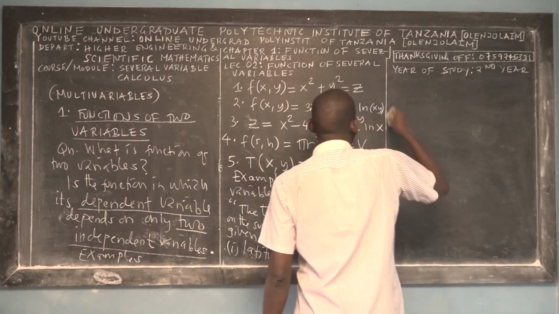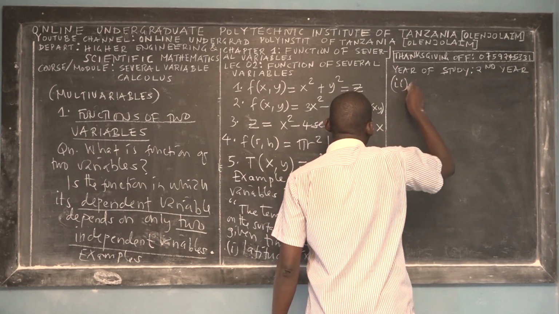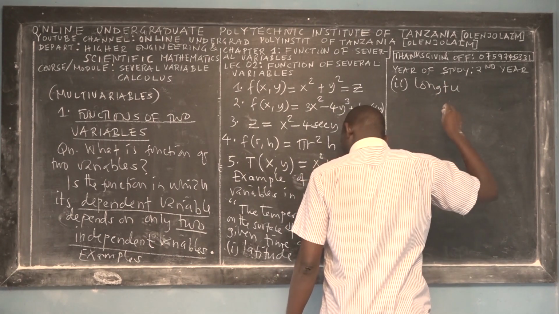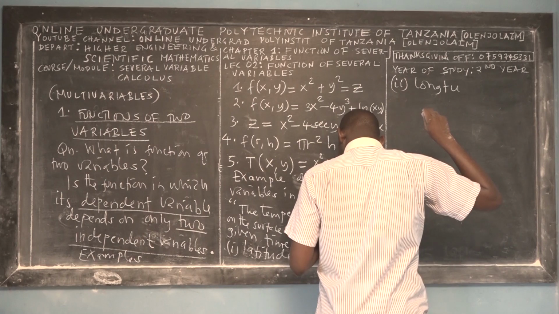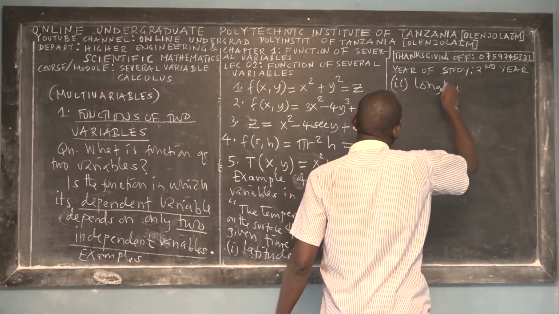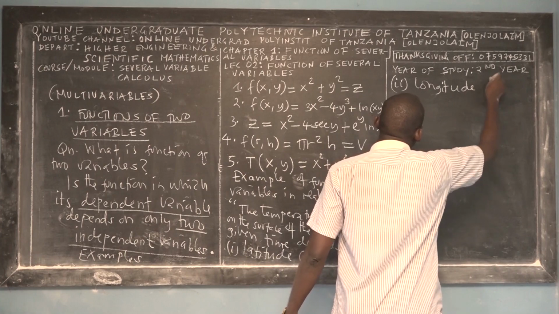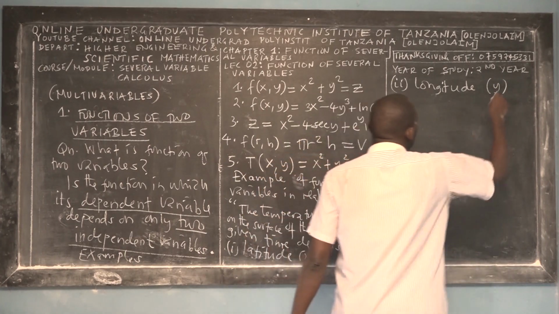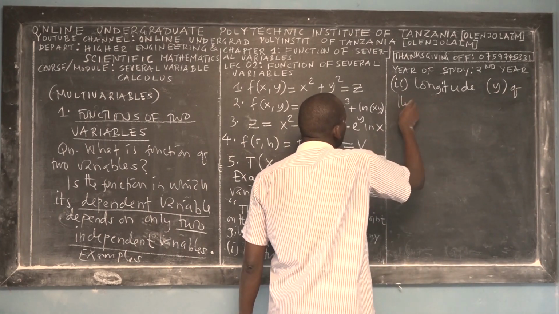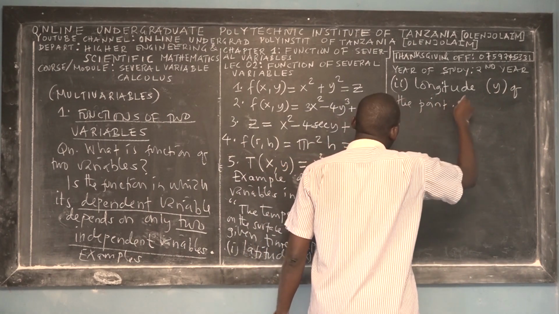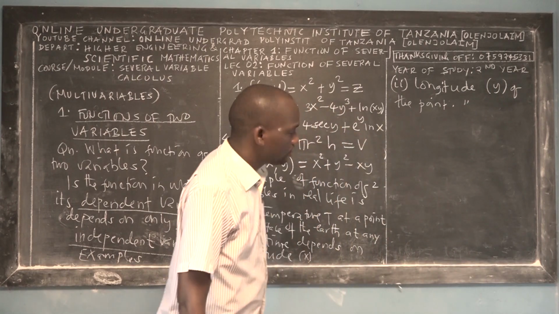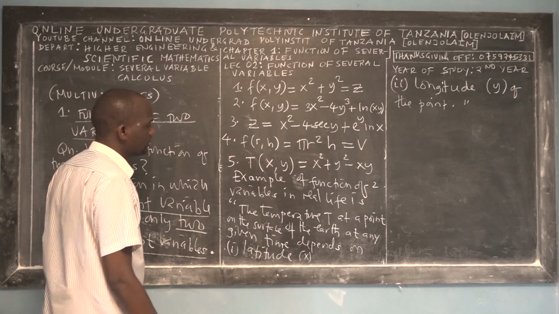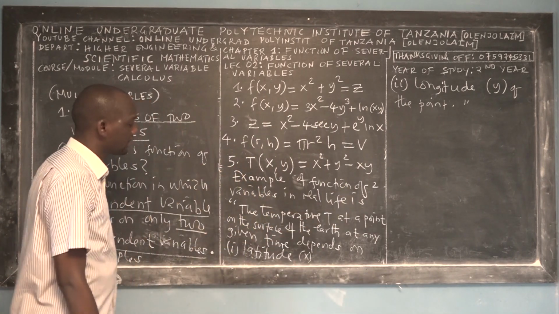So then we say that we have 1 and 2. Also this one depends on the longitude, which you can call y, of the point. So this is one example of a function of two variables. This is two variables in real life.